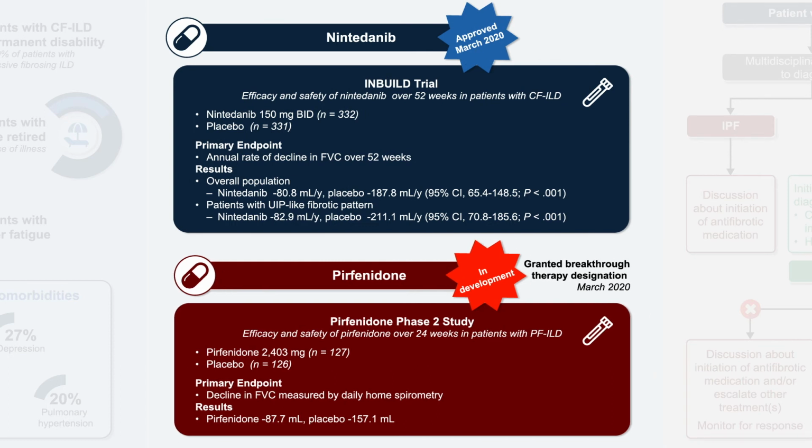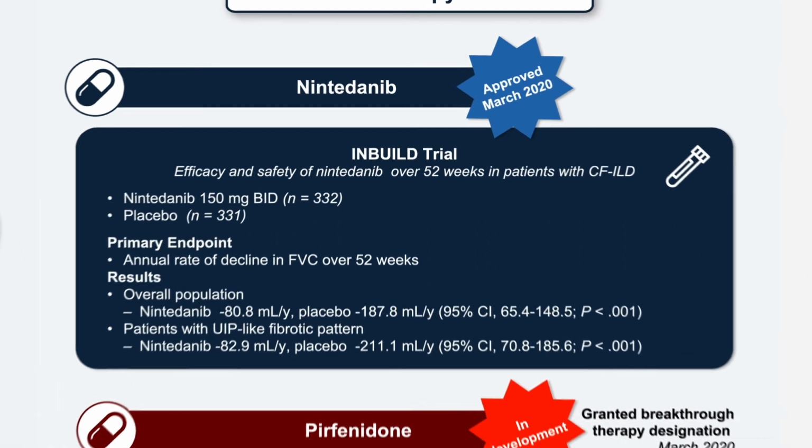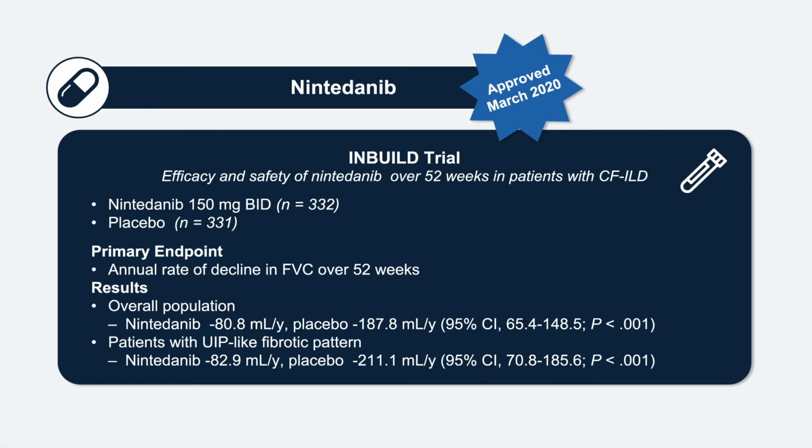So when you're looking at these two different therapies, know that they're both effective in chronic fibrosing interstitial lung disease. Let's look at a particular trial, the INBUILD trial. The INBUILD trial is a double-blind trial, and we wanted to look at how nintedanib was going to have an effect on patients with chronic fibrosing interstitial lung disease. We wanted to know what was their FVC decline.